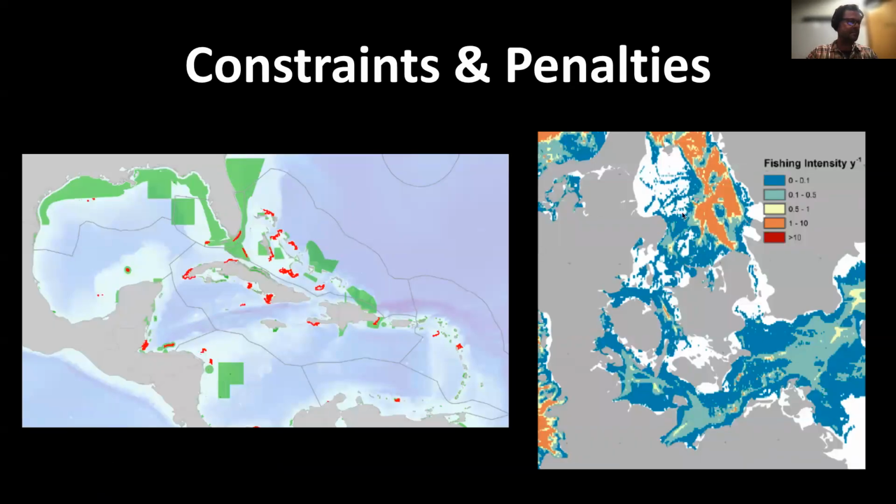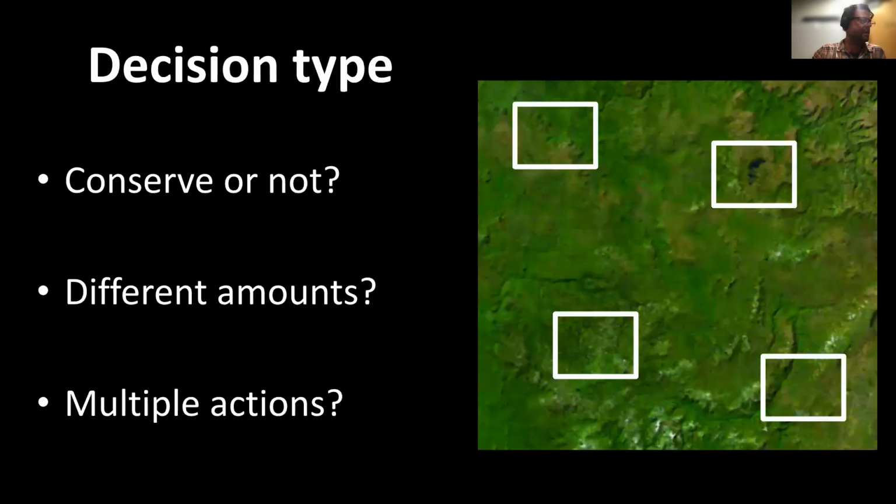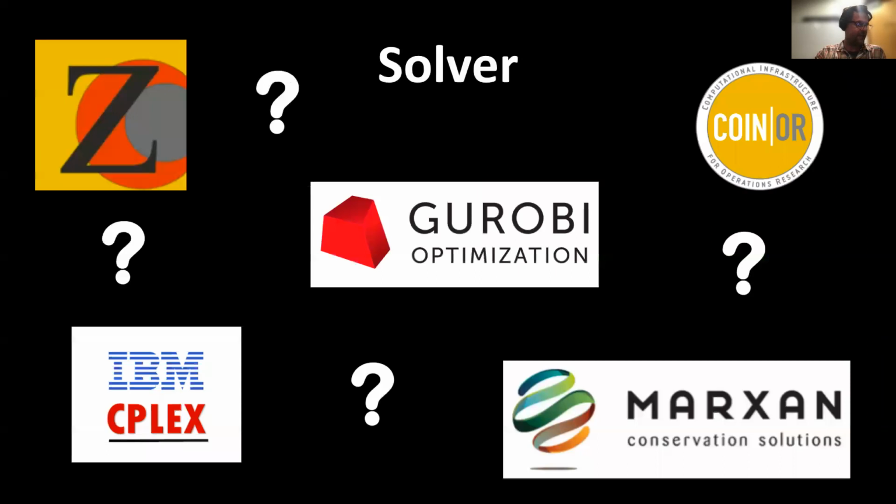And this is also looking at the Caribbean, and you might look at fishing intensity and work around that too, as it could be a cost or it could be a target, depending on how you frame it. So yeah, what are you trying to conserve, how much of it, and what kind of action you're going to take.